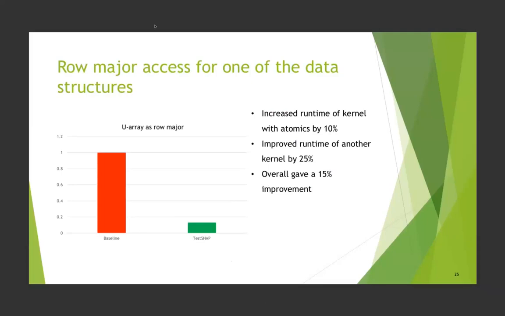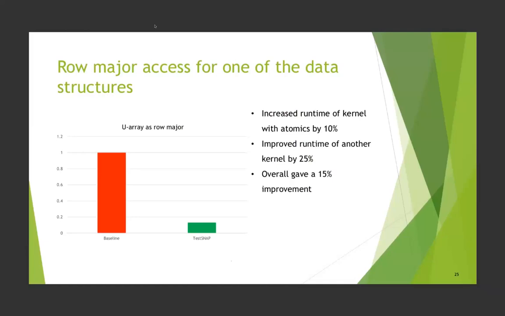As I showed two slides earlier, we changed the access pattern from row major to column major for all the data structures. The issue was that in one of the major data structures, the YRA, which Aidan talked about initially when he was explaining the algorithm, the YRA is used in two different kernels, one of which has an atomics operation on the YRA, for which on GPUs it would be better to have column major access. But on the other kernel, the access pattern was so different that it was much better to have a row major access on the GPUs for the YRA compared to a column major.